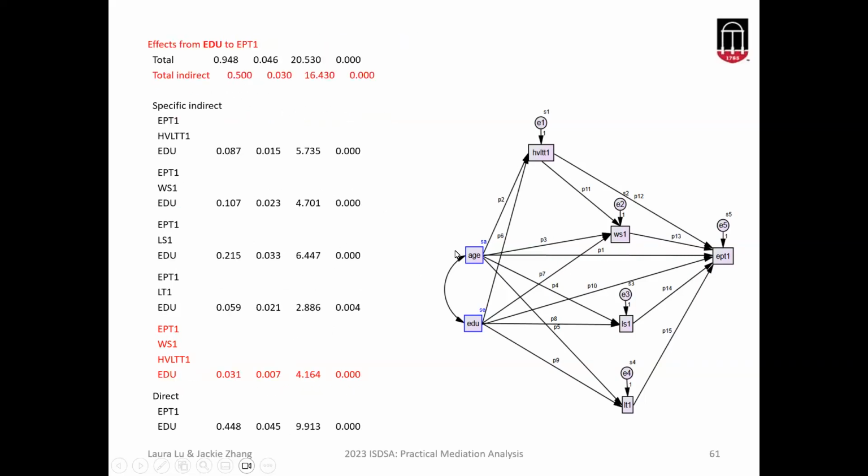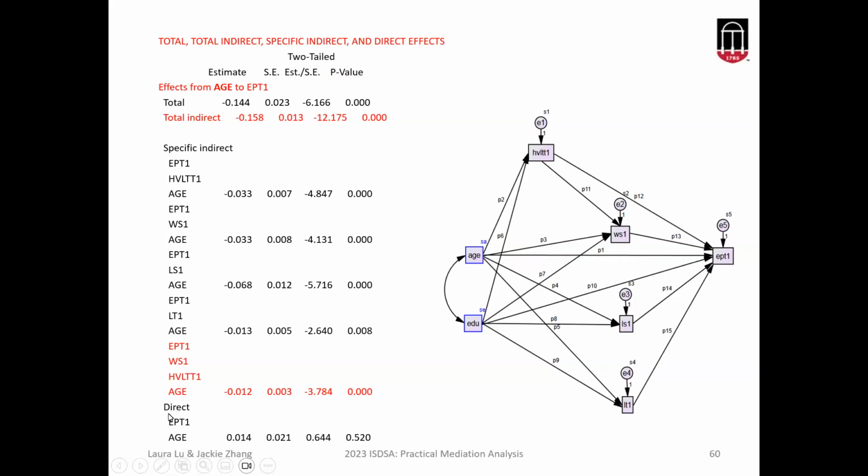And let's look at the second part for EDU, educational level. Total, total indirect, specific indirect, and direct. And this one is positive. From educational level to EPT is positive. That also makes sense. With a higher educational level, the ability to deal with daily life will be greater. And it also reports that all the specific indirect effects are significant.